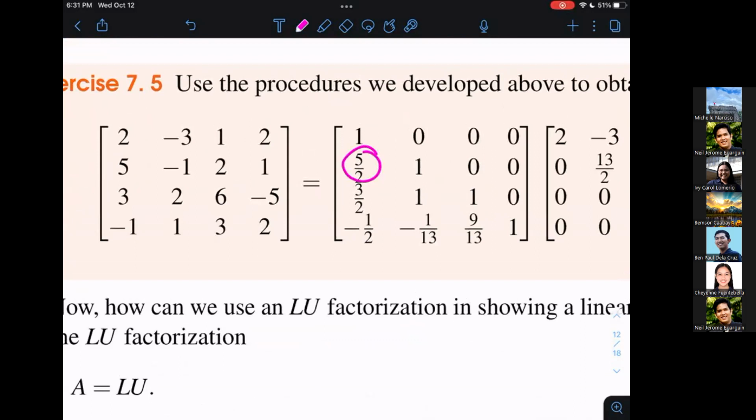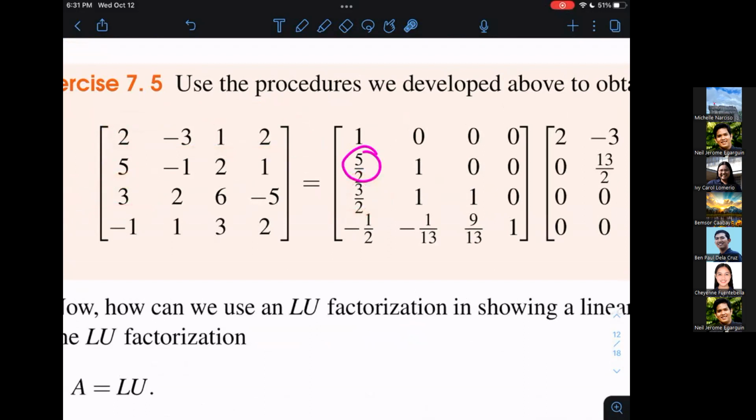5/2 na siya. And then here, I need to eliminate the 3. I will be using 2 to do that, so I need to multiply the first row by -3/2. Never mind the negative. So yung entry dito dapat ay 3/2.